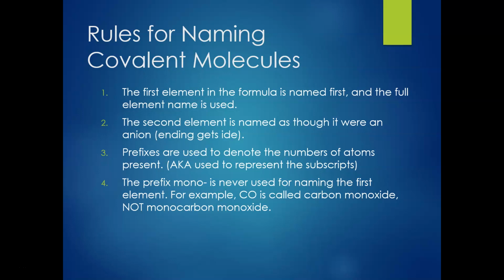The prefix mono is never used for naming the first element. For example, CO is carbon monoxide, 1 carbon, 1 oxygen. It is not monocarbon monoxide. We only use mono on the second element, never the first one. So essentially it breaks down to: prefix, with the exception of mono, first element, space, prefix, second element, ide. Pretty simple. I think you've got this.